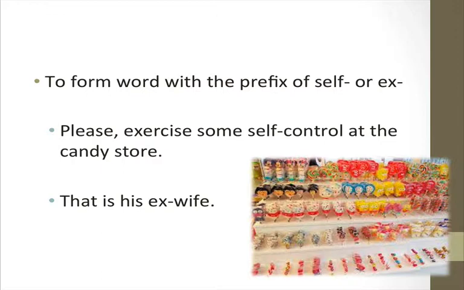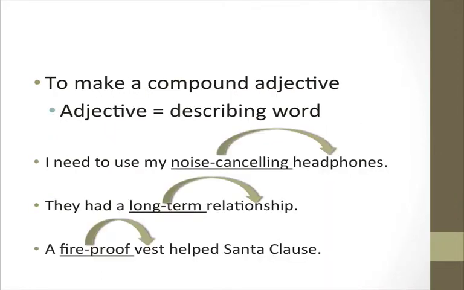We can also use the hyphen to form a word with the prefix of self or ex. For example, please exercise some self-control at the candy store. Or that is his ex-wife. We use the hyphen to set up those prefixes, to set them aside a little bit so we can notice them. That it's not just control, like you're not controlling something else, you are exercising self-control. So it is pertaining back to that self, but we use the hyphen to set up the prefixes of self or ex.